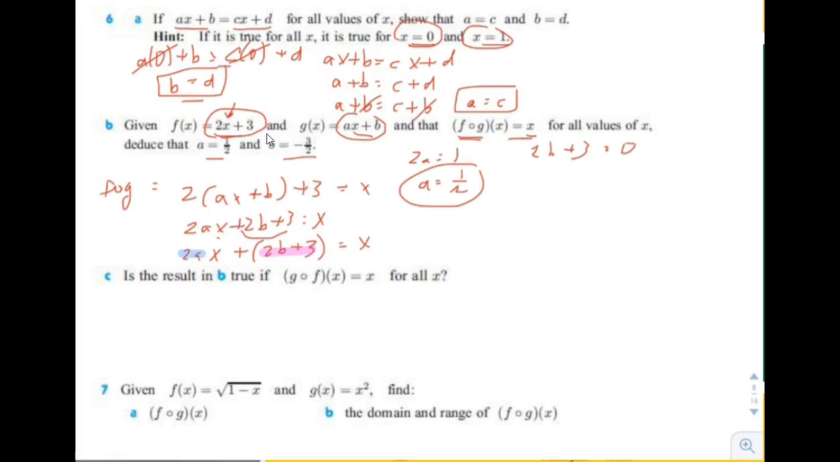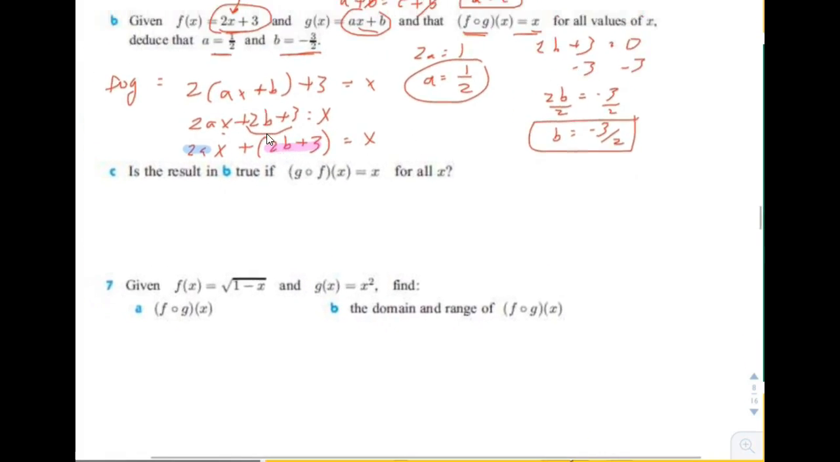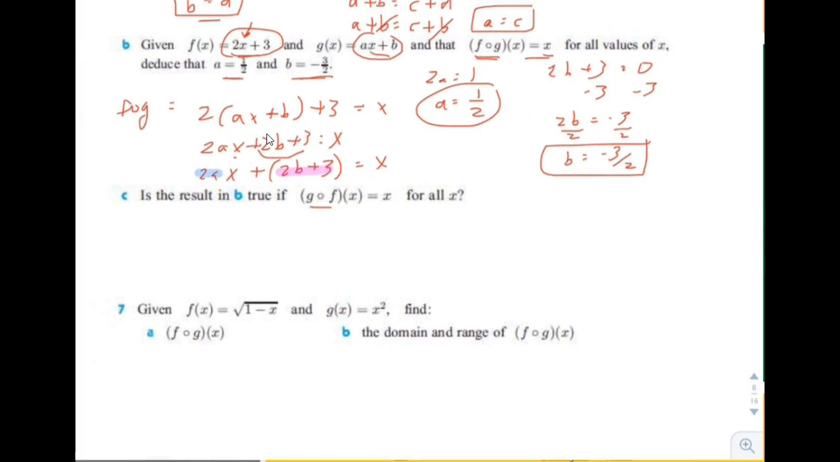2b plus 3 equals 0. We can subtract 3 from both sides, and we get 2b equals negative 3. Then we divide both sides by 2, and we get b equals negative 3/2. And so I think we got both answers we were looking for. b equals negative 3/2, and a equals 1/2. Okay. C. Is the result in B true if g follows f of x equals x for all x?